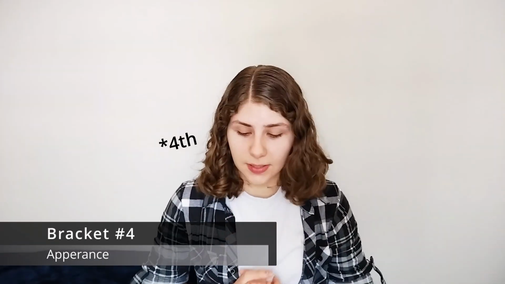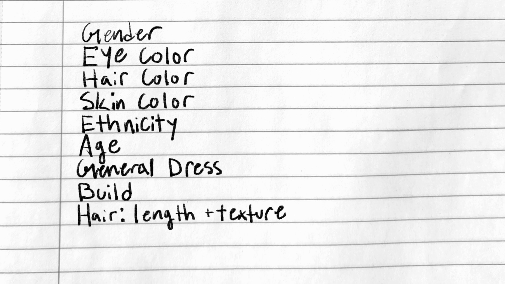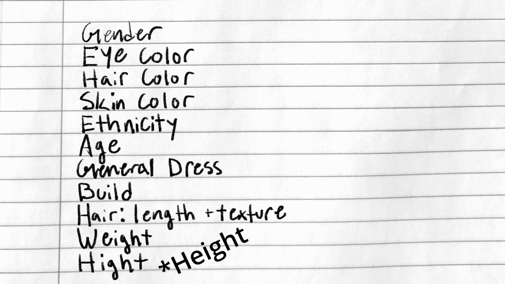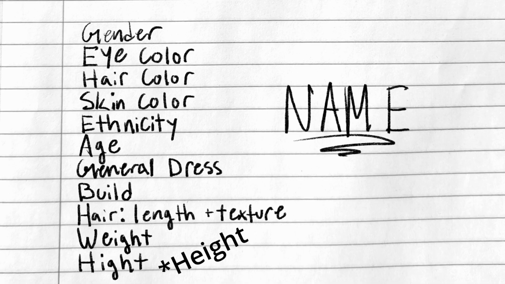For our appearance, which is our third bracket in the section, we have a huge list. So let's just rattle them off. Gender, eye color, hair color, skin color, ethnicity, age, general dress, build, hair length and texture, weight, height, and of course the name. Huge list, right? Well, let's get into it.